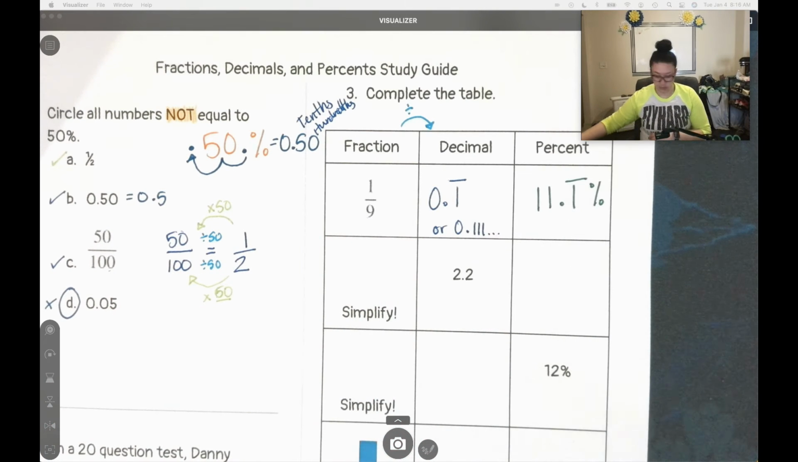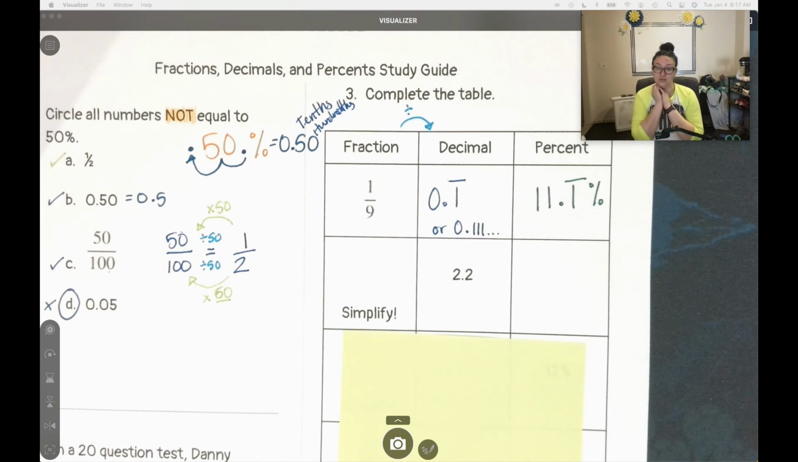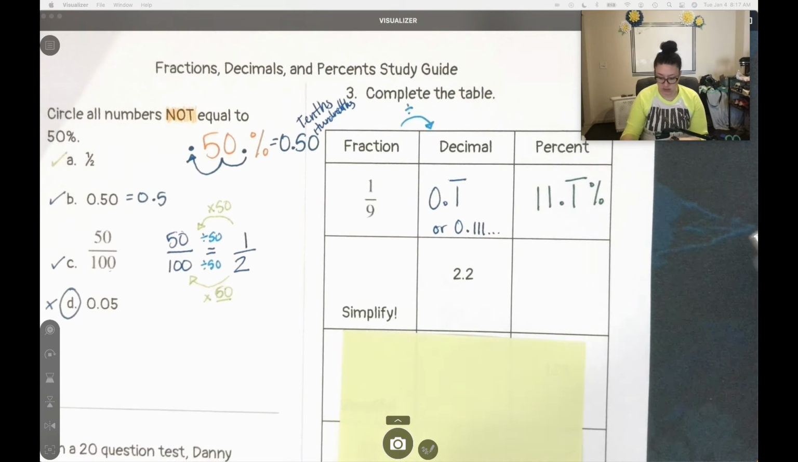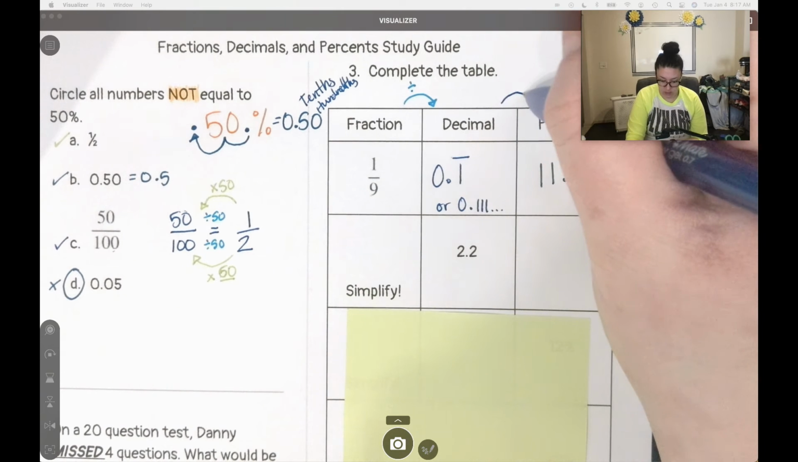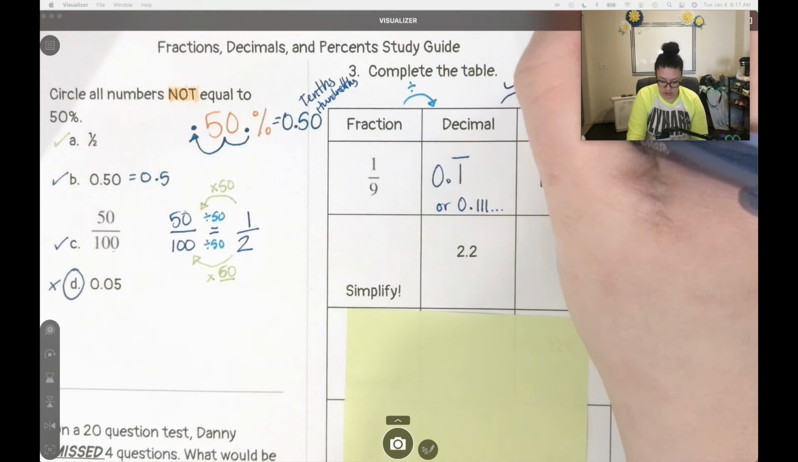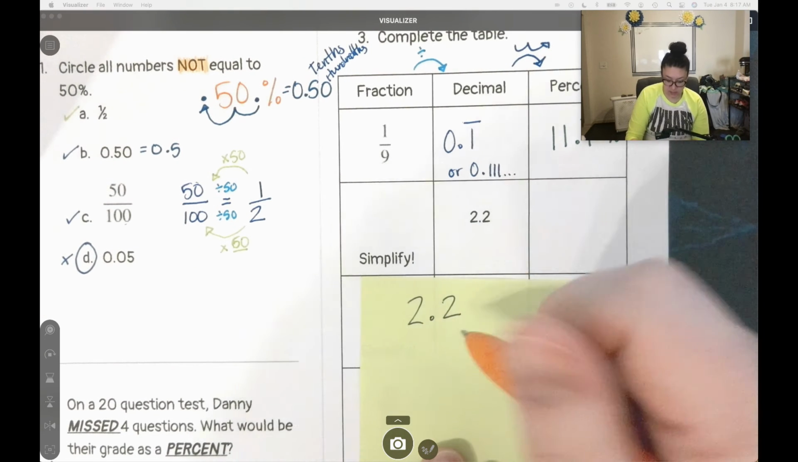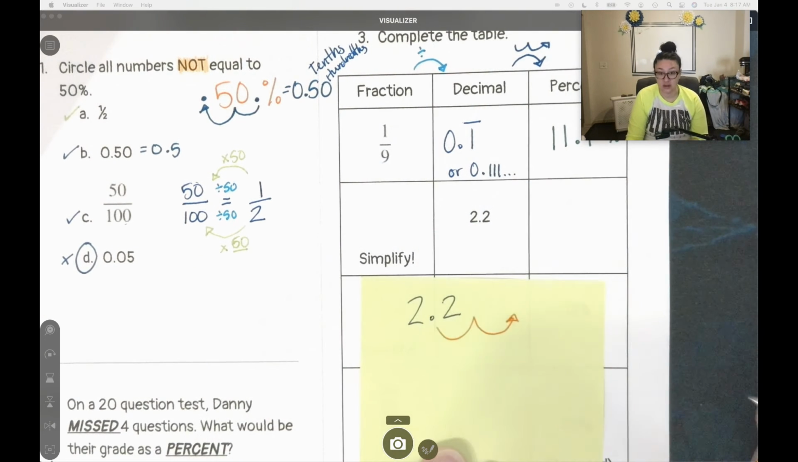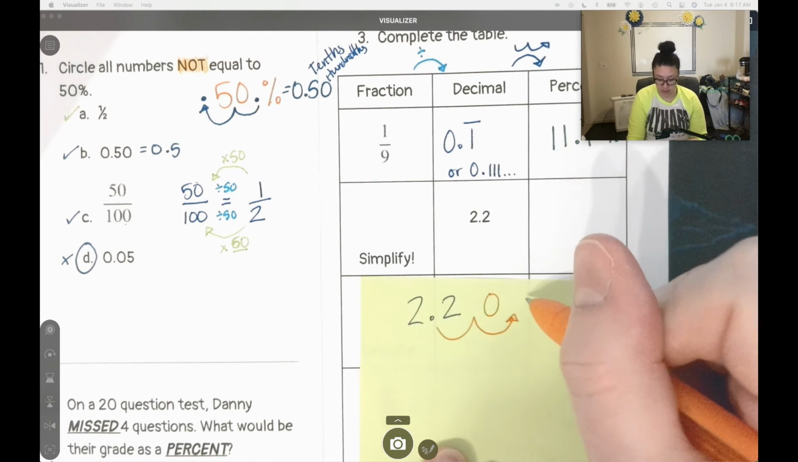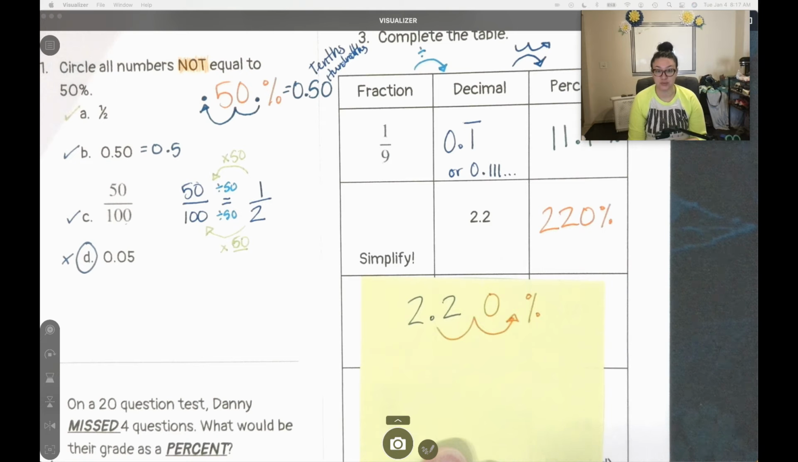Our next problem, we have a decimal that we need to turn into a fraction and into a percent. 2.2. Let's start off with turning the decimal into a percent. How do I go from a decimal to a percent again? I move my decimal to the right 2 times. So if we have 2.2 and I move my decimal to the right 2 times, what goes in this blank is 0. This becomes 220%. Easy enough.